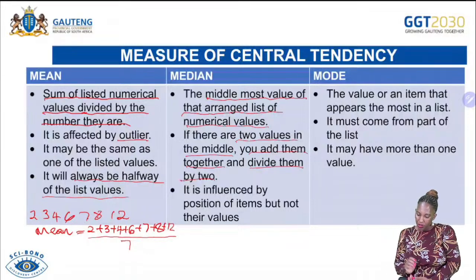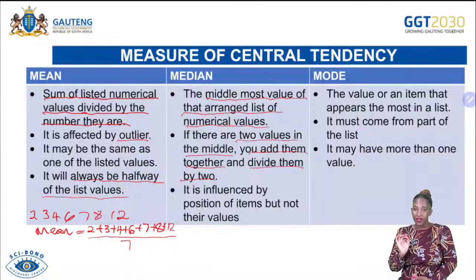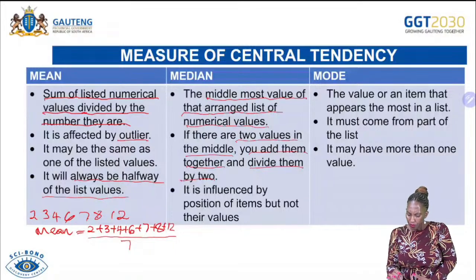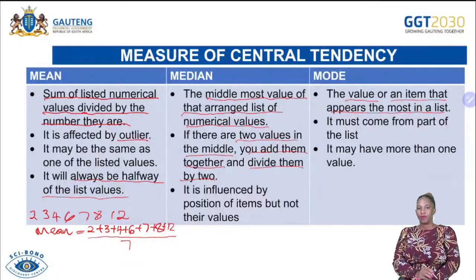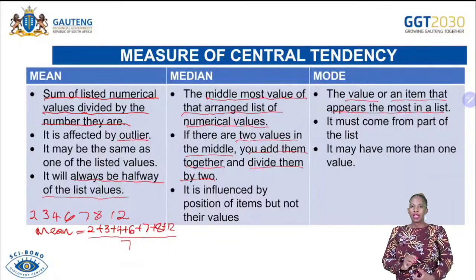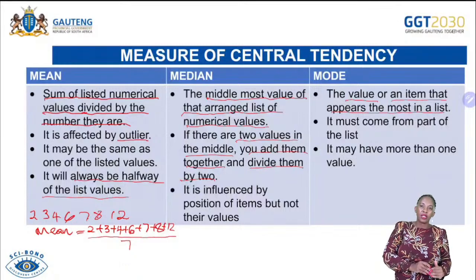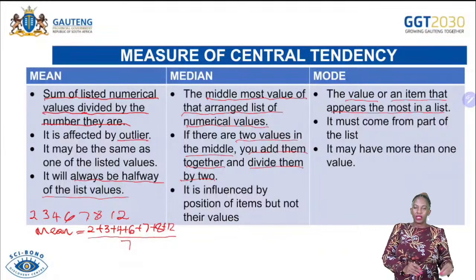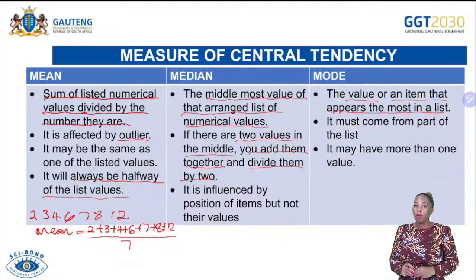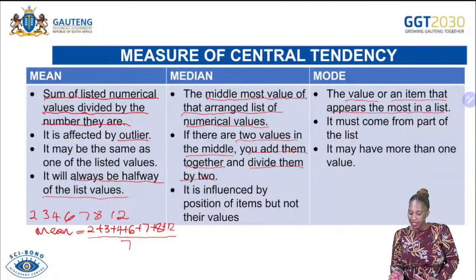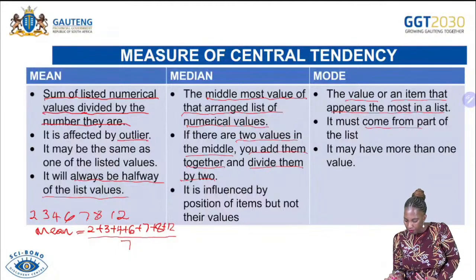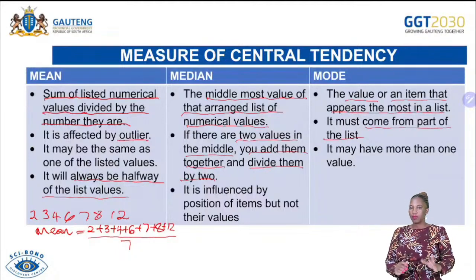And then coming to the mode, the last part on the measure of central tendency. We say the mode is the value or an item that appears the most in a list. When you talk about a mode, if an item appears more than any other item on the list, we say that item or that value is our mode or our modal. Sometimes they call it a modal, sometimes they say it is a mode. And then it must come from part of the list. It must not be just a number.